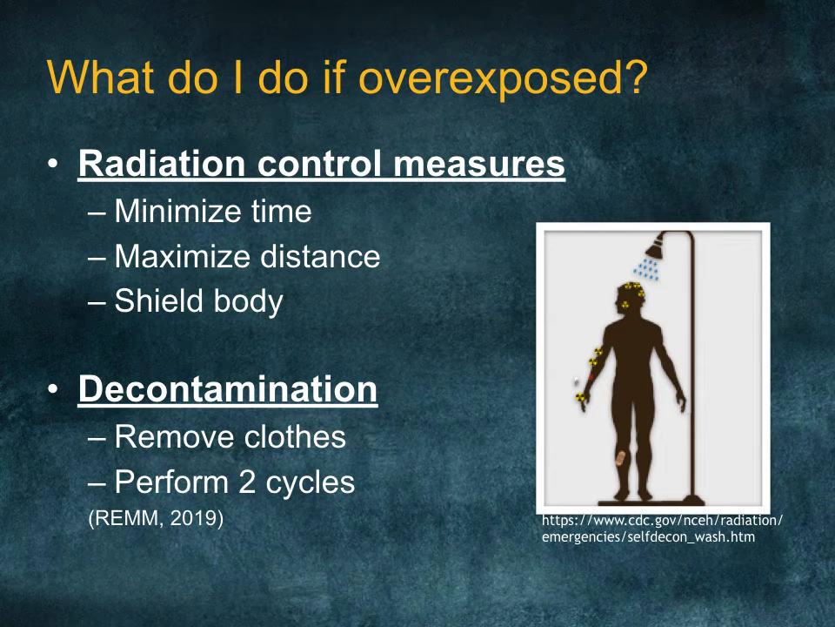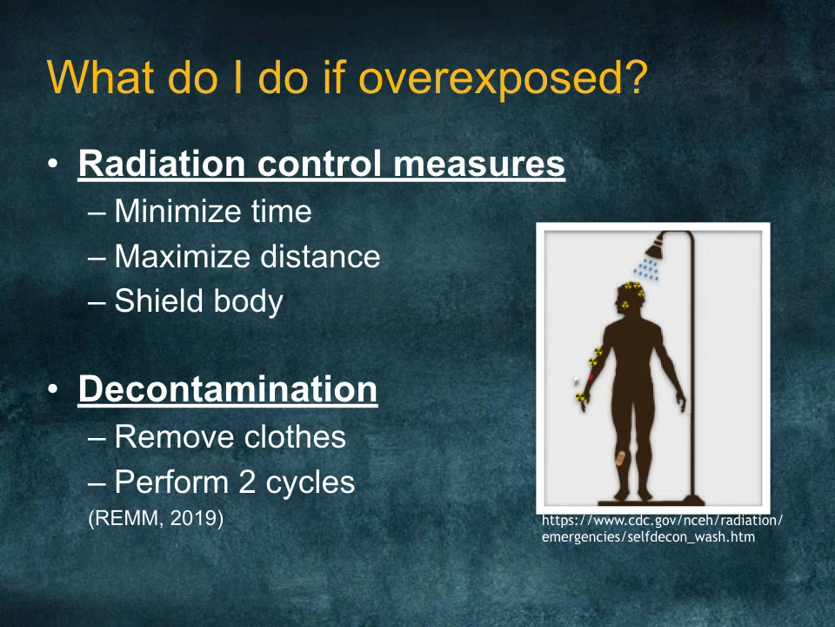Although it would be a rare event in a hospital, in the event of a radiation exposure emergency, you should take the following steps. Initially, you should perform radiation control measures, such as minimizing time of exposure, maximizing distance from source, and shielding your body from the radiation. Next, you should decontaminate your body as soon as possible. Start by removing clothing, which will reduce contamination by 90%.